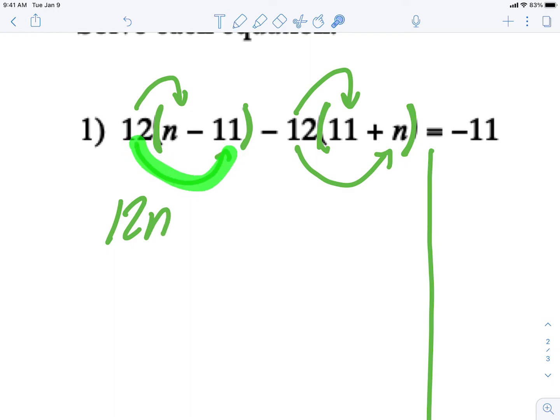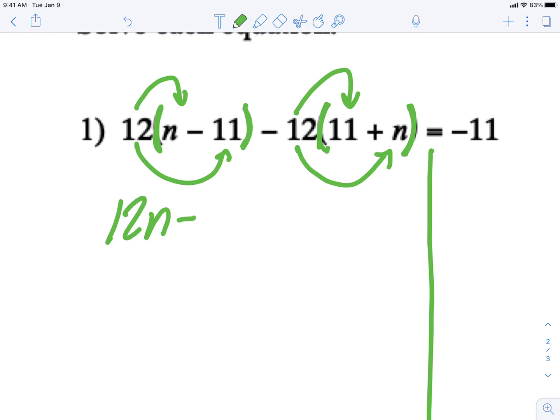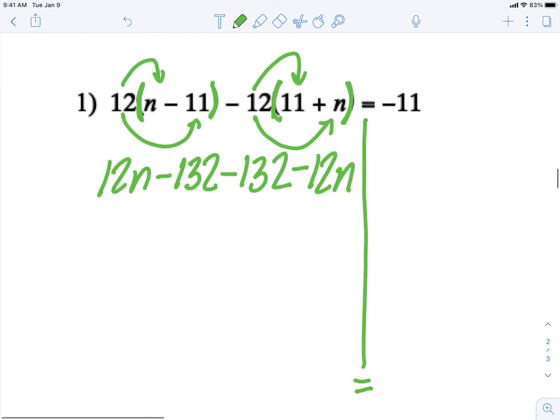12 times negative 11 is negative 132. Okay? Now let's do the second set of parentheses. Negative 12 times 11 is negative 132. And now the bottom, negative 12 times n, is negative 12n. Now this negative 11 here, nothing's happening to it, so let's just leave it.